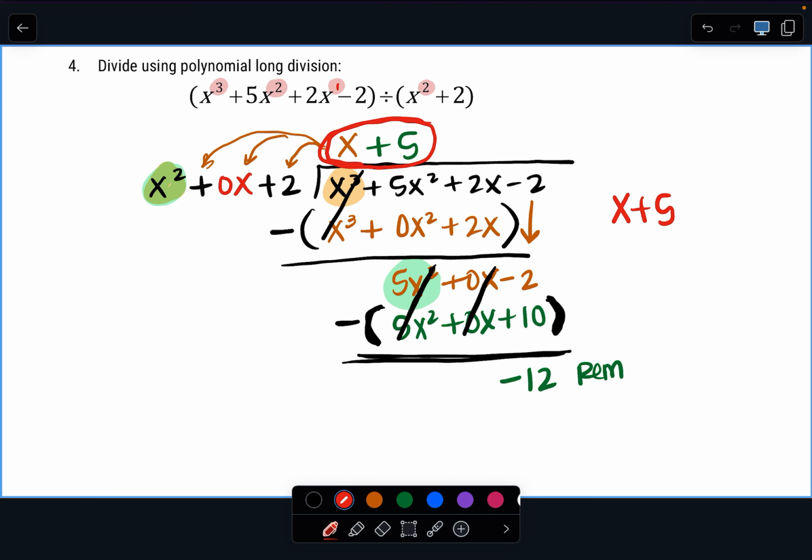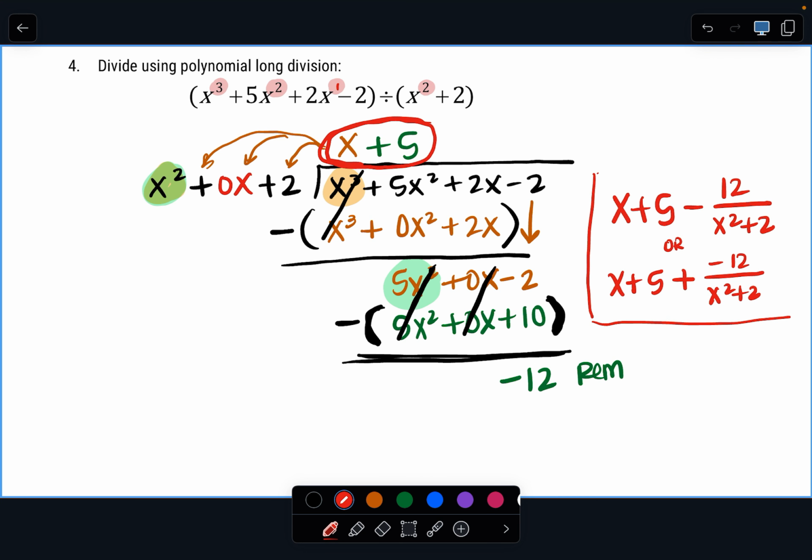Now you have two ways you can write this. Because it's negative, I usually just say minus 12 over x squared plus 2, because that's my divisor. But we also accept x plus 5 plus negative 12 over x squared plus 2. I don't care which one you do. If you want to keep the 0 term as a part of your divisor, that is also completely fine. I just didn't want to write it out.